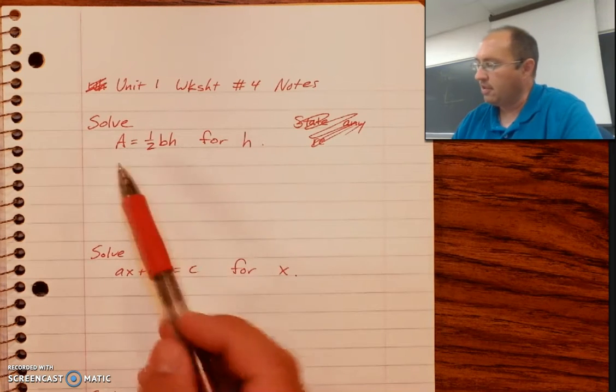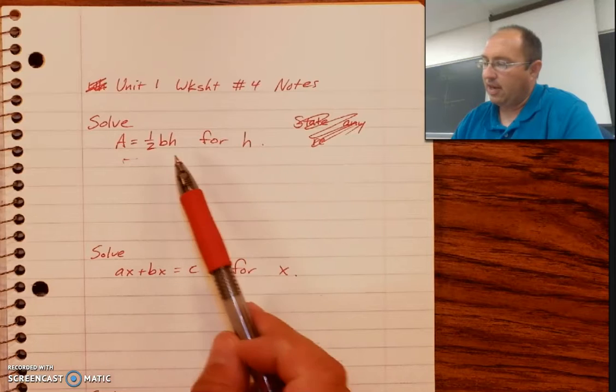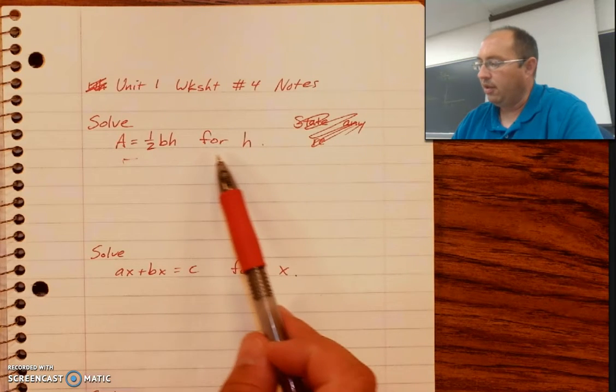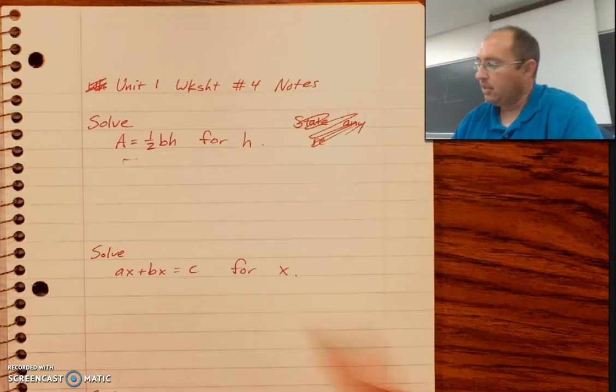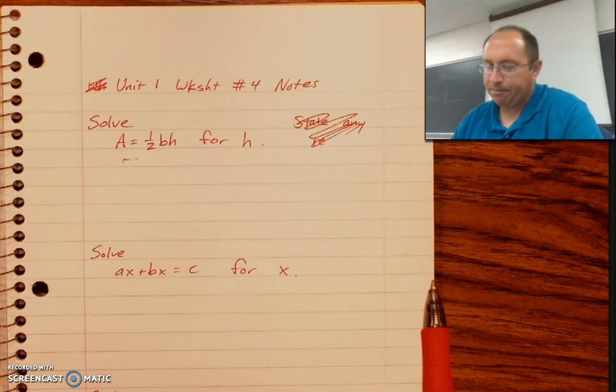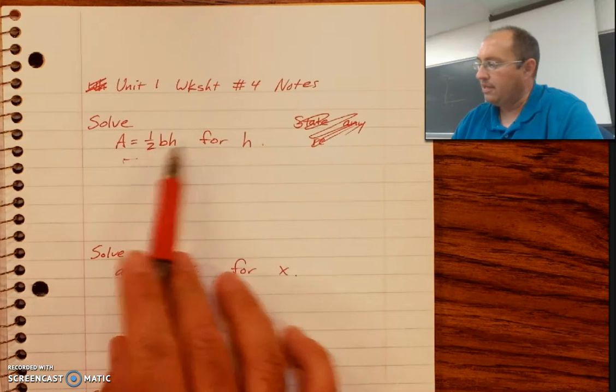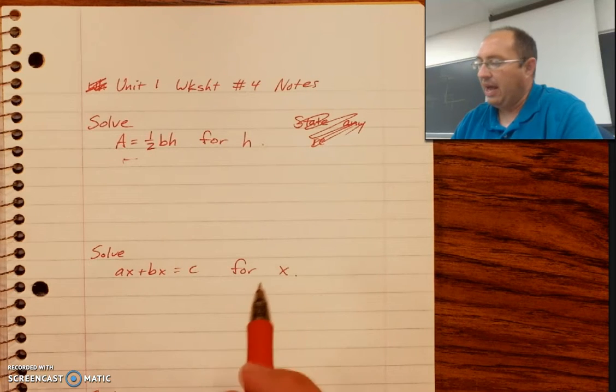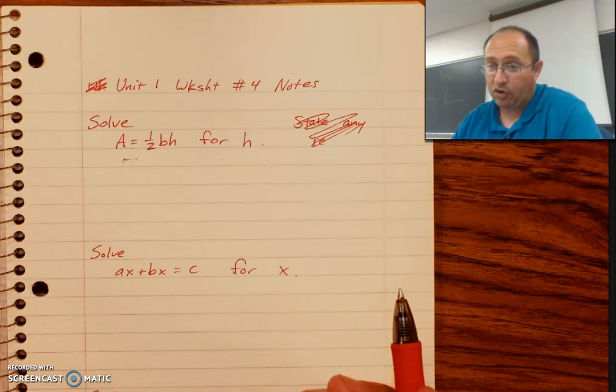So for instance, in this example, we can see that this is the area of a triangle formula, and they asked me to solve for the height. Now, there's two things to get rid of, the 1/2 and the base, b. They are both being multiplied times h. I typically like to get rid of the 1/2 first.